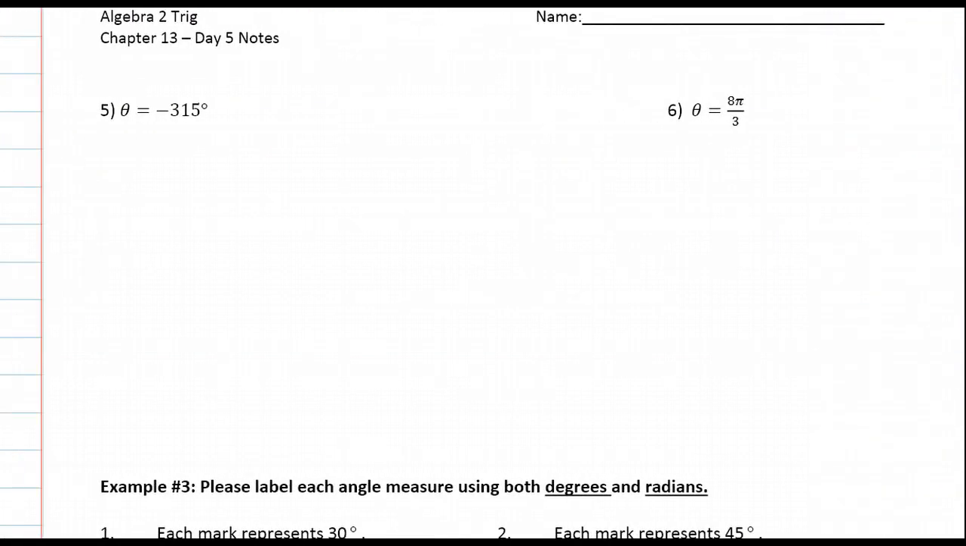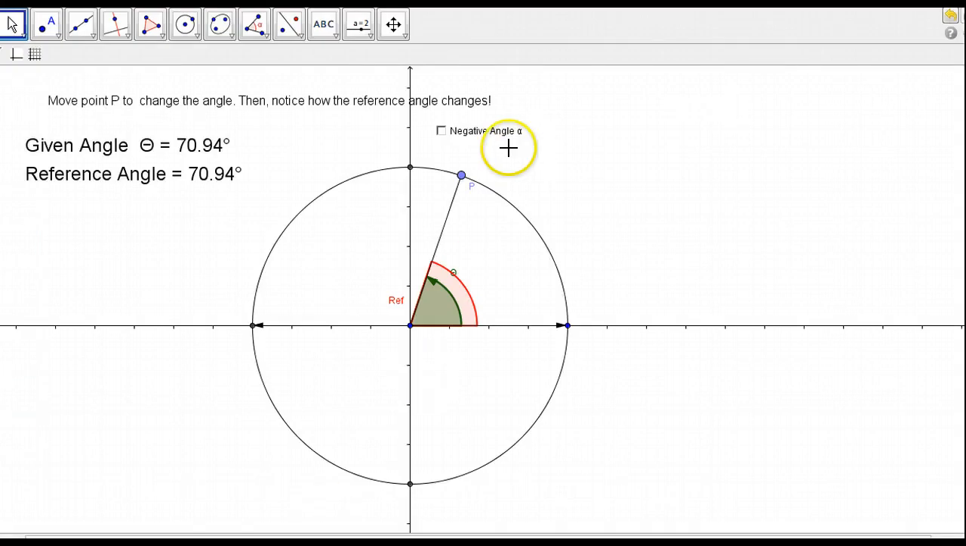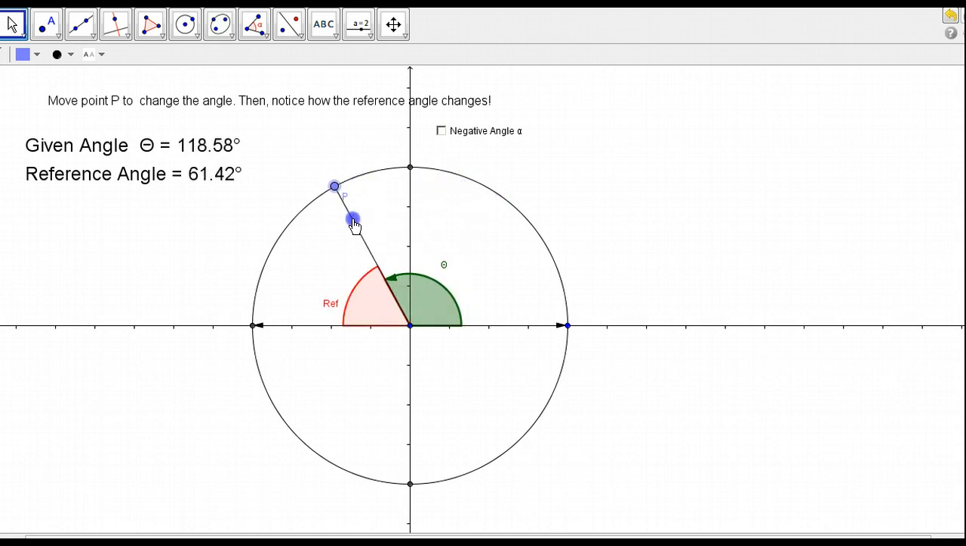Alright, before we keep going, I figured out how to fix this applet. So now that we've done a couple problems, let's look back at it. In the first quadrant, my reference angle is the same as the given angle. Then when I get to the second quadrant, where my angles are between 90 and 180, my reference angle is the rest of the distance to get me to 180, right? I had 123. I have to go 56.2 more degrees to get to 180.